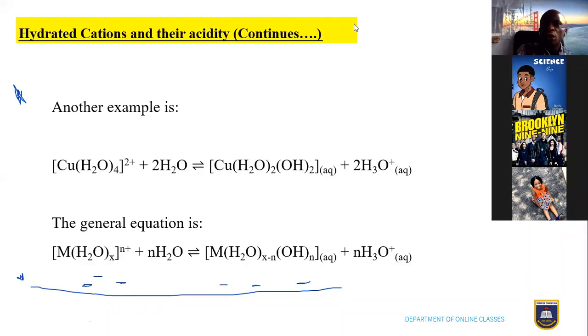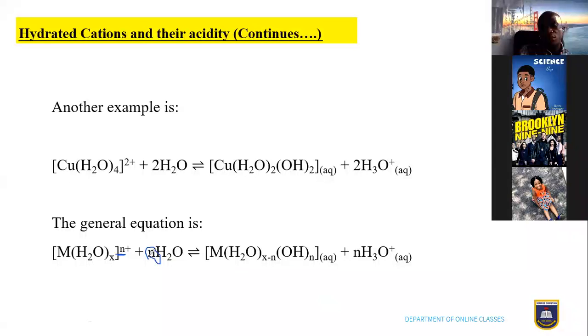So you see that the charge N of the hydrated cation is the mole of water that has been added. Then the mole of the water and the mole of the hydroxide ion, if you add them, must give you X. That's the mole of water that coordinated or surrounded the hydrated cation. Remember that in the overall equation, there must not be any charge. So there's no charge here.